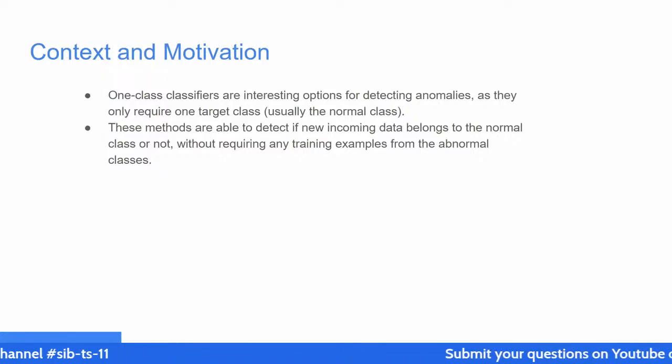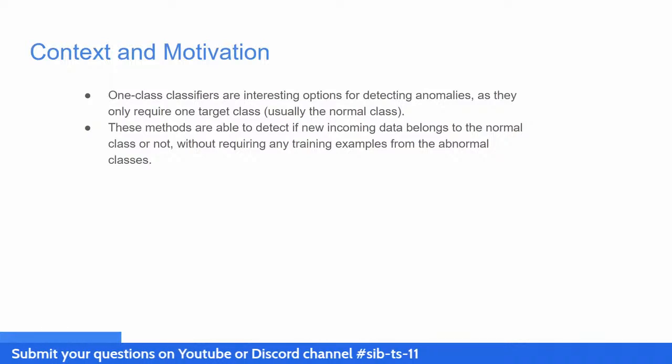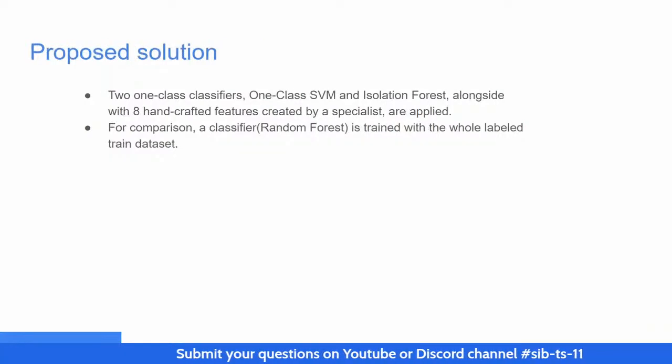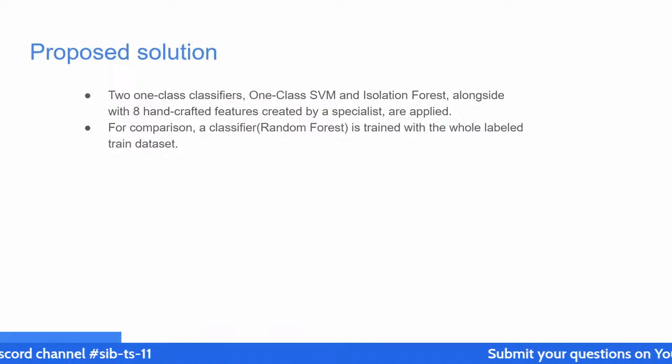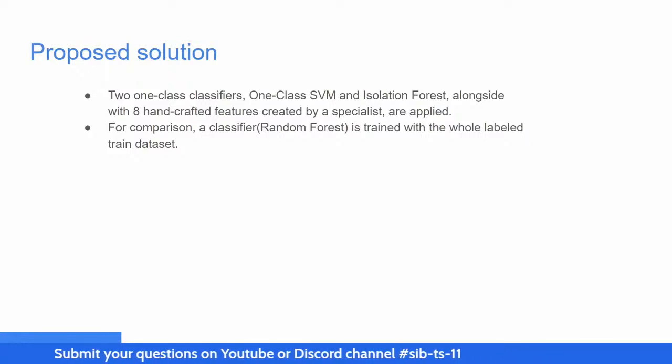One-class classification methods are a viable option for anomaly detection since they require only one target class, typically the normal class. These methods are able to detect if new incoming data belongs to the normal class or not, without requiring any training examples from the abnormal class. For comparison purposes, a random forest trained in a conventional binary classification manner is tested and achieved a macro F-measure of 0.95, being considered an upper bound classifier. It is interesting to note that one class classifiers also deal with a binary problem.